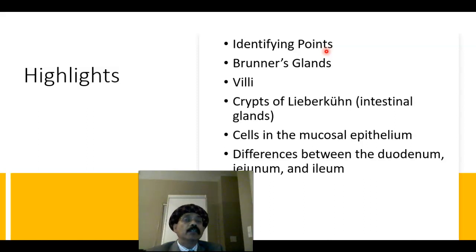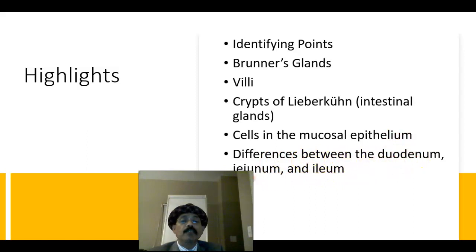Then we'll get the submucosal layer that contains Brunner's gland. This is very specific for the duodenum. This is the most important structure to identify, the Brunner's gland. This is the tubuloalveolar gland, that has alkaline secretion and mucus secretion. Villi, crypts of Lieberkuhn are also called intestinal gland. These are tubular gland, and these cells are continuous with that of the surface cell of the duodenum. Cells of the mucosal epithelium, we found that we have 5 types of cell.